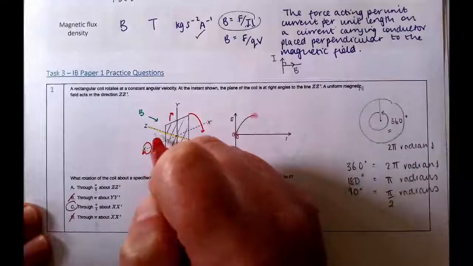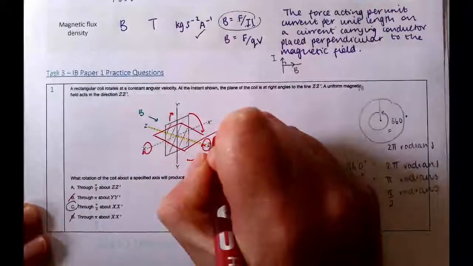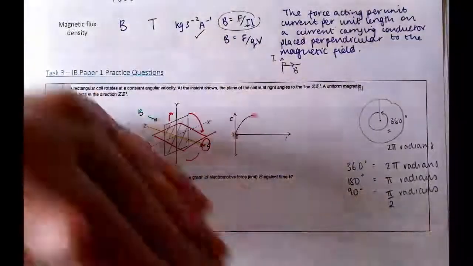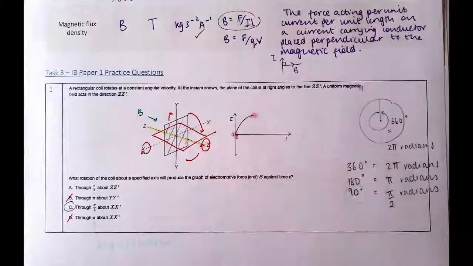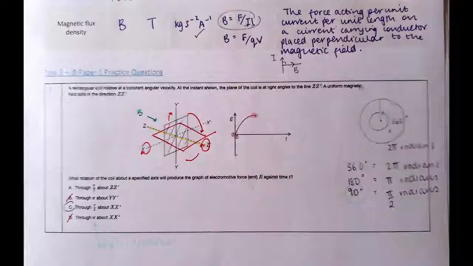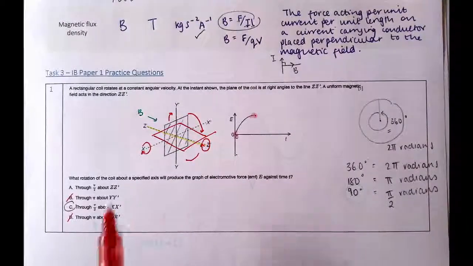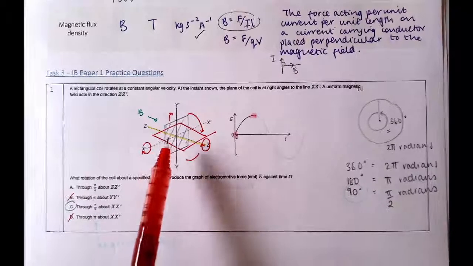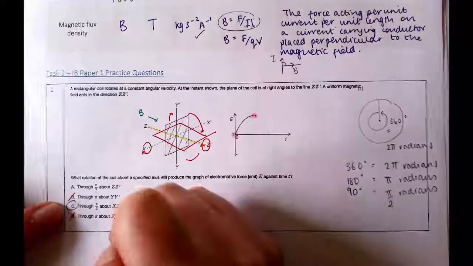Let's see if I can draw it a bit more obviously, where it's lying flat and the field lines are skimming, they're parallel, and so there aren't going to be any field lines cutting through that coil anymore. So that's when flux is 0, so that's when EMF is maximum. So we want to rotate around the XX dash, because if we rotate around ZZ dash, we're not actually changing how much flux is inside of our coil. So that gets us answer C as the correct answer there.